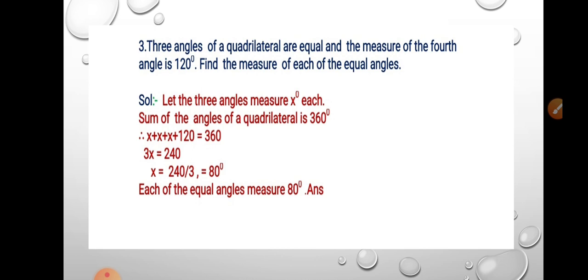So again we use the fact that the sum of the angles of a quadrilateral is 360 degrees. So x plus x plus x plus 120, because the fourth angle is given as 120 degrees. After summing it we get 3x is equal to 360 degrees minus 120, that is 240. Now after solving this we get x is equal to 80 degrees. That means all three equal angles are 80 degrees. So each of the equal angles measures 80 degrees. It's your answer. Okay, it's very simple. I hope you understand it.